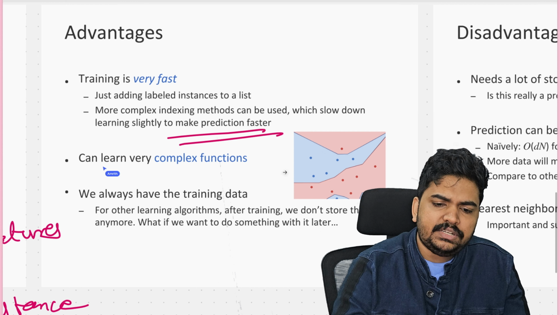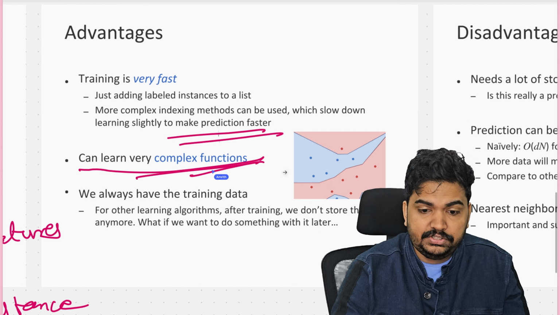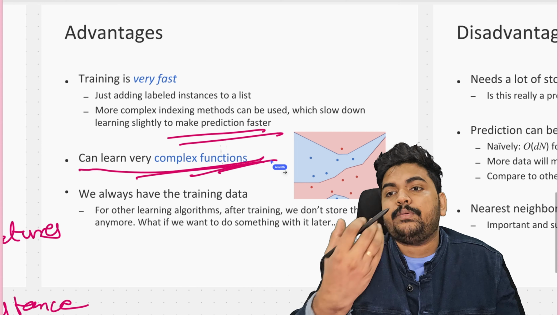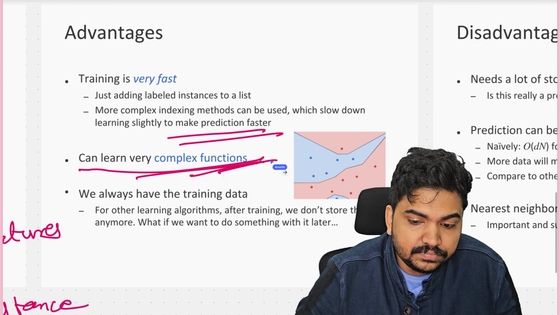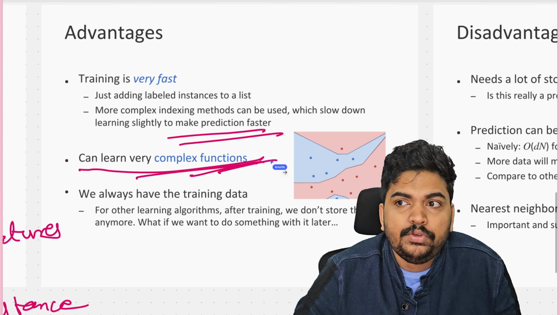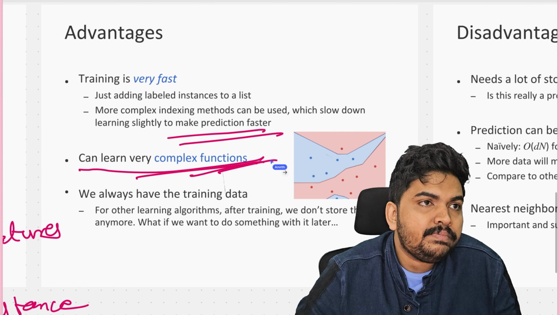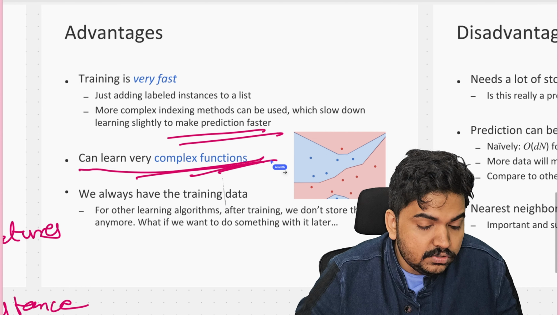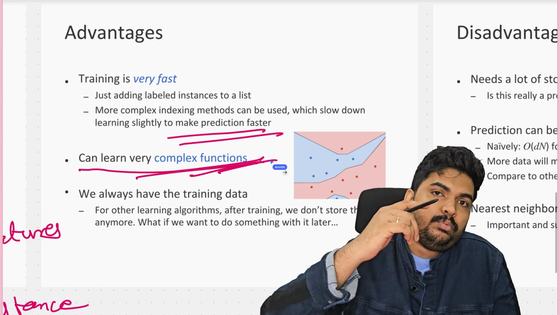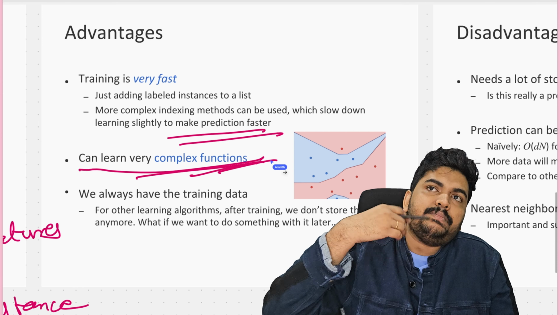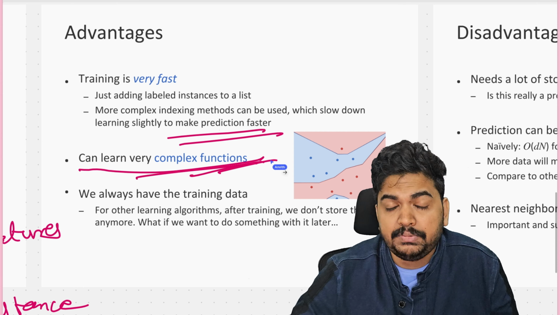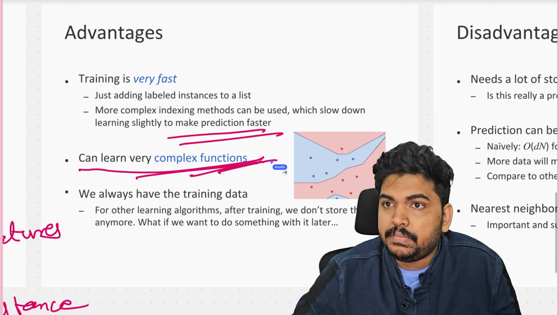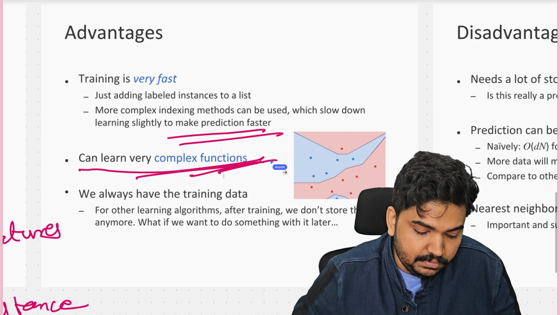And k-nearest neighbors in general can learn very complex functions. And we always have the training data. So this is very interesting. We have seen both decision tree and perceptron. In perceptron, we treat one data point at a time and we simply update the weight vector whenever there is a mistake made by the classifier.